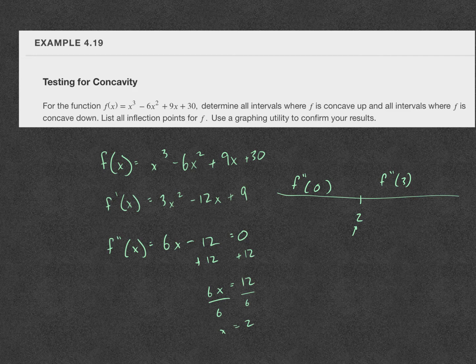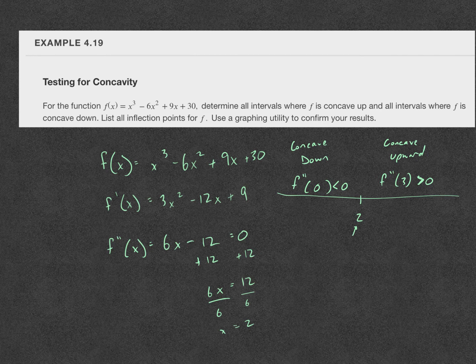So if you plug 0 into the second derivative, 6 times 0 minus 12 is negative, therefore less than 0, which means we are concave downward to the left of 2, from negative infinity up to 2. And then if you take f double prime of 3, 6 times 3 is 18 minus 12. That is positive, greater than 0. Therefore, we are concave upward to the right of 2, from 2 to infinity.